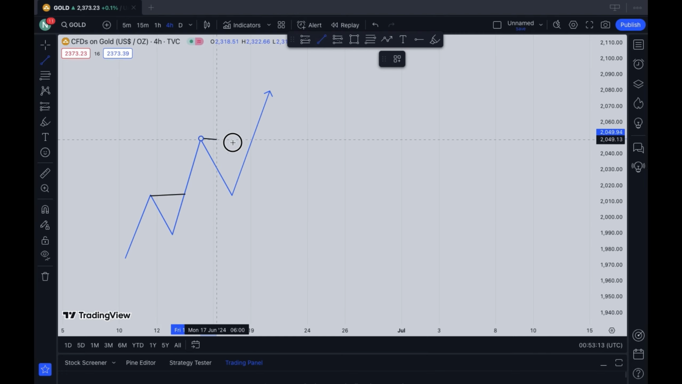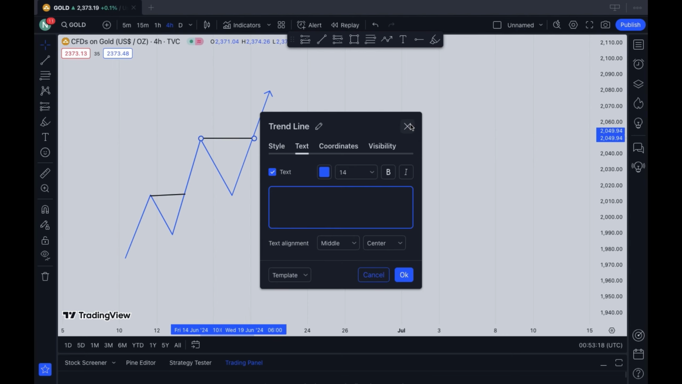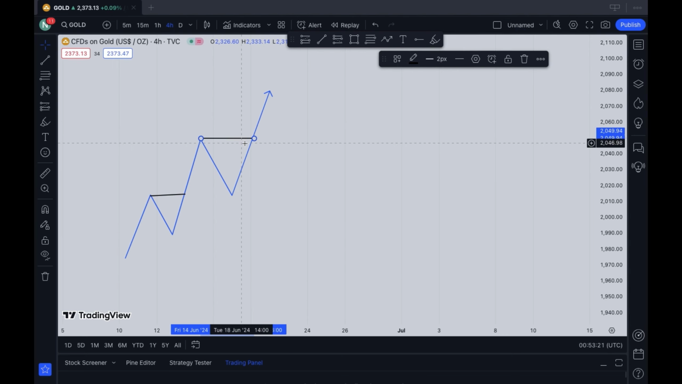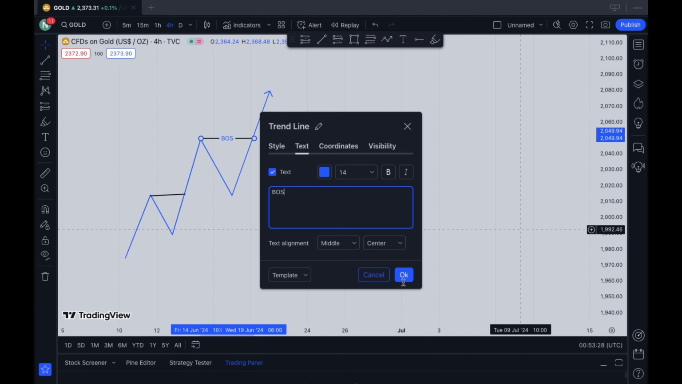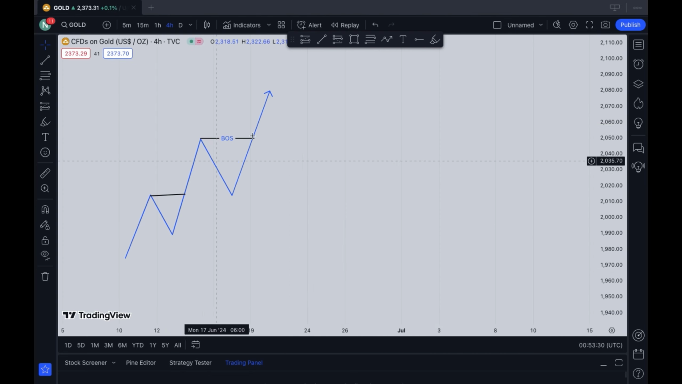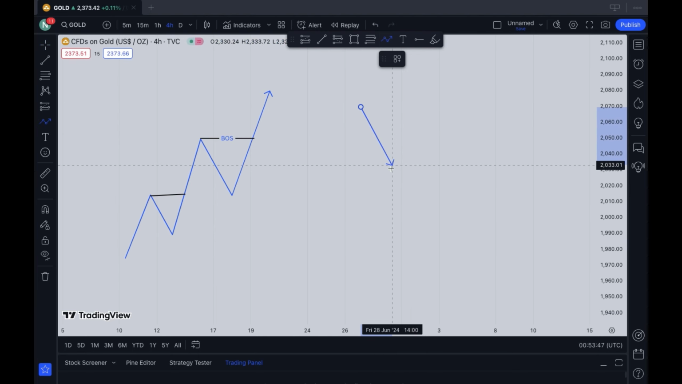Same for this as well. This is also another example of a break of structure. Let me just label that. We give this BOS for short. Indicating a name will help you to easily identify what type of trend line it is. So this is another break of structure, or BOS. Again, this is a break of structure because after this recent high, price goes down, forms that structure, and then comes back to break above that high. That is why I call it a break of structure.